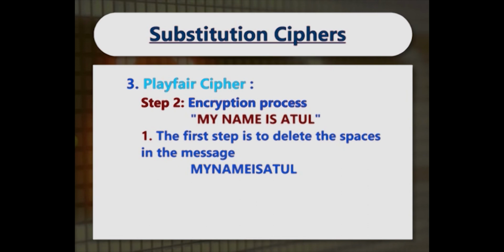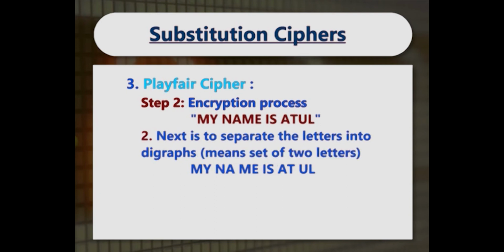Let us say we want to send the plain text message, my name is Atul. Now, let us see what is the ciphertext equivalent of this message. The series of steps involved in the encryption are: the first step is to delete the spaces in the message, then the message becomes mynameisatul without any spaces, and next is to separate the letters into digraphs. Digraphs means sets of 2 letters, so it becomes MY, NA, ME, IS, AT and UL.